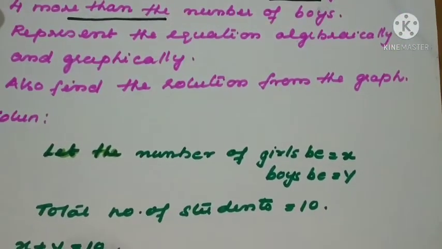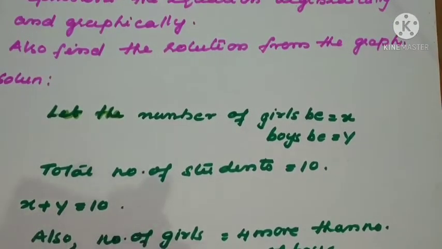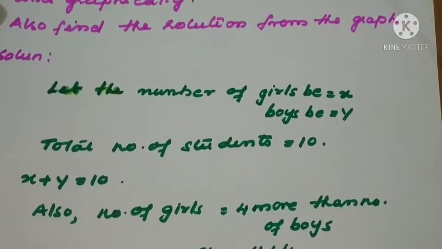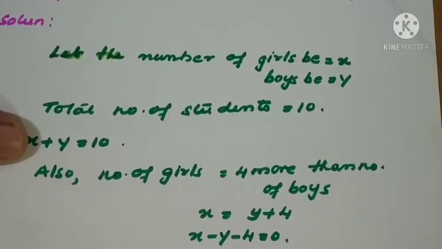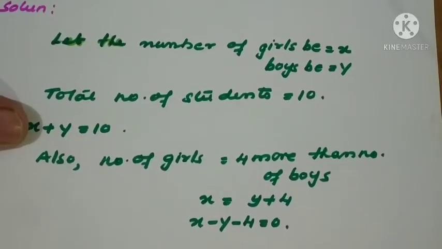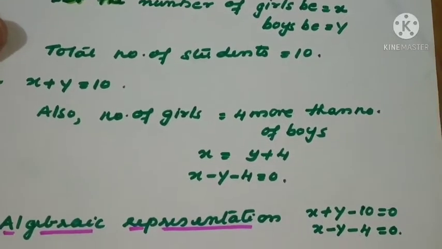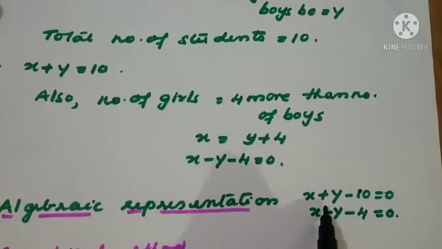Now, the total number of students is 10, as given. So how to form the equations algebraically? x plus y equal to 10. And what is the other condition they have given? The number of girls is 4 more than the number of boys. Number of girls is x for us, so x equal to y plus 4, or we can say x minus y minus 4 equal to 0. The question asks for algebraic representation as well as graphical representation. So the algebraic representation is completed here: x plus y minus 10 equal to 0 and x minus y minus 4 equal to 0.